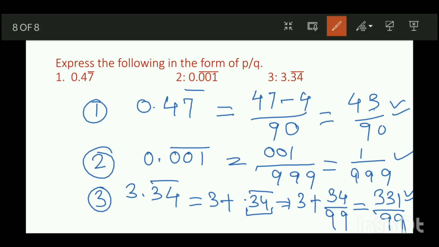Hope you all have understood all the examples properly, and the method and formula also.